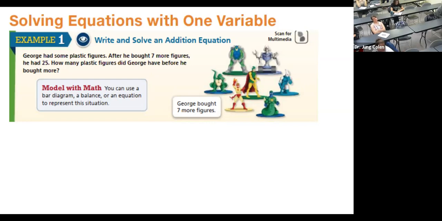If this is your problem that you're going to facilitate in your classroom, how would you bring this question to your students? It sounds like first grade. How do you do that? I would draw 25 squares or some kind of drawing, and then I would subtract 7 and have them add what it was before.